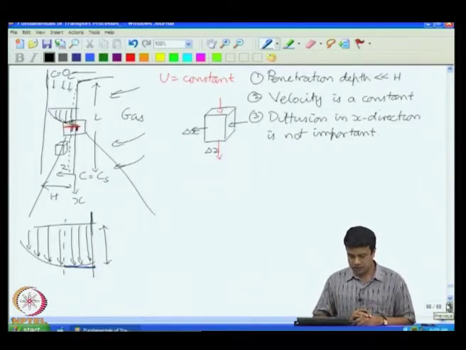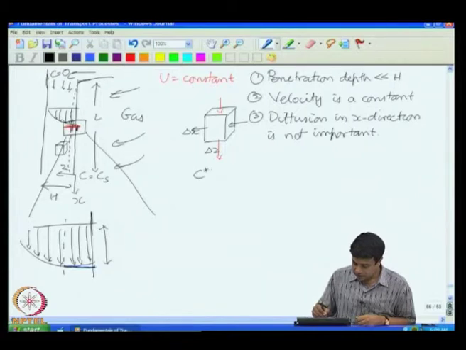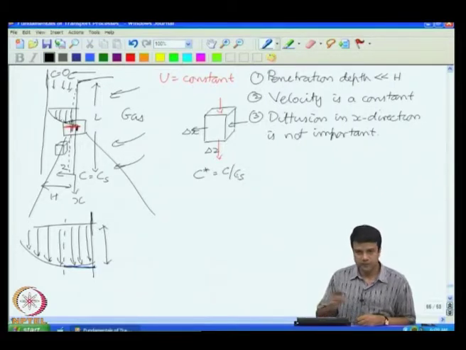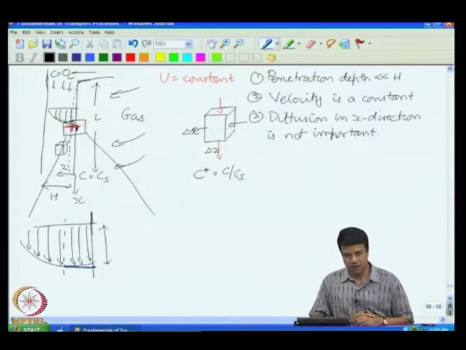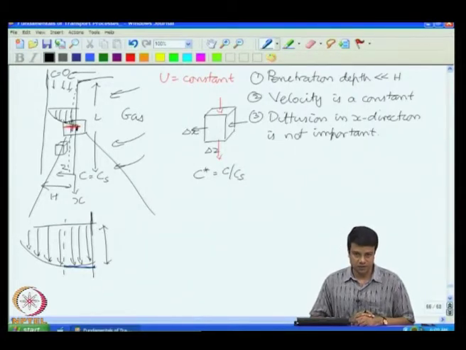I had said that the concentration at the surface was equal to Cs, the concentration far away was equal to 0. So, I could define a scaled concentration field C star is equal to C by Cs, where C star is the scaled concentration field, which varies from 1 at the interface to 0 very far away. How about the scaling for the penetration depth? I do not yet have a scaling for the penetration depth. I know it has to be some function of the z coordinate.